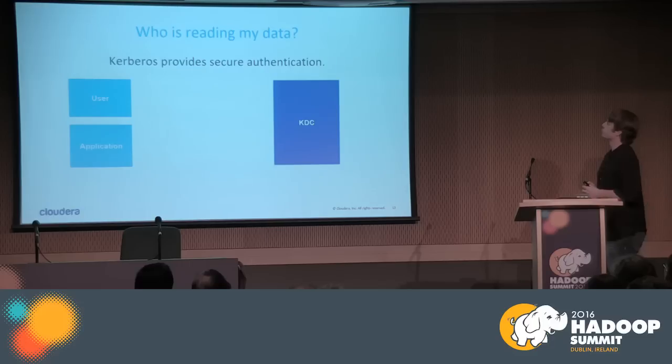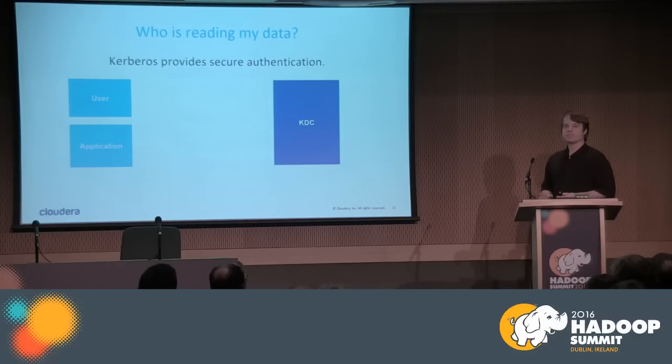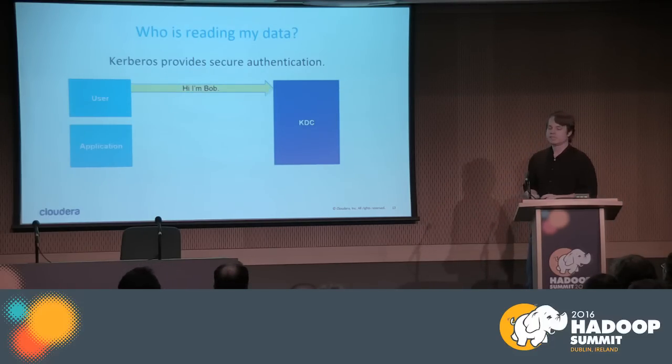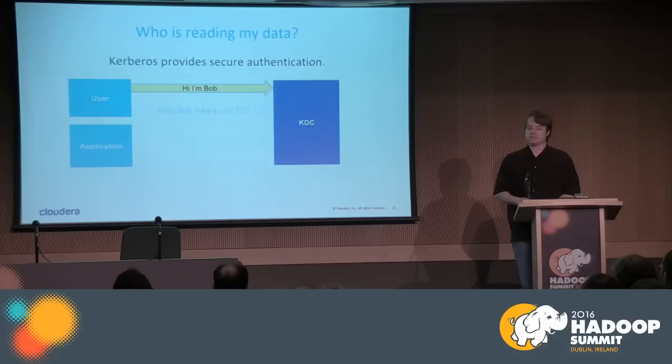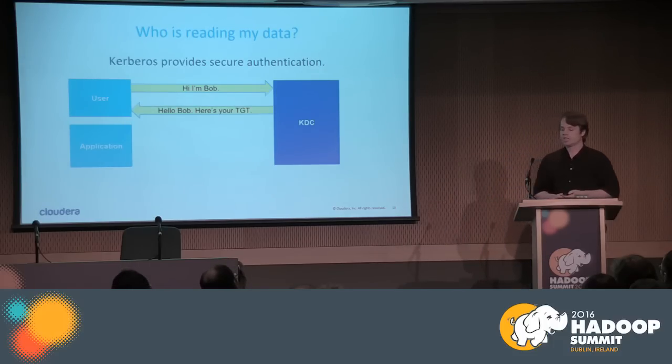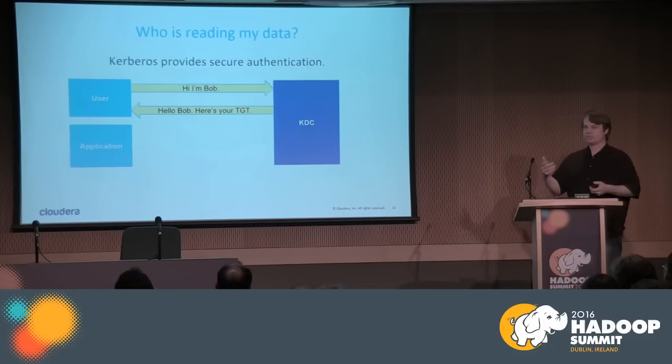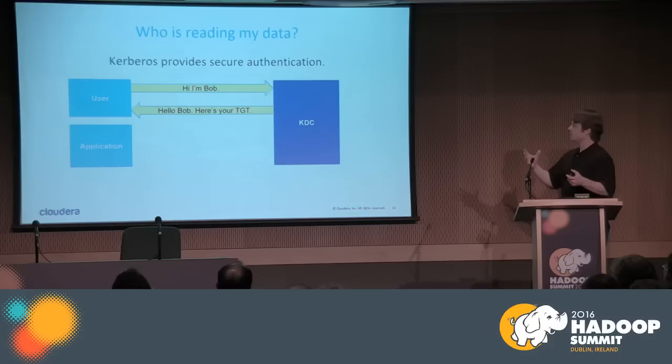So how does Kerberos work? This is a very big simplification of how it works. Basically, a user tells the KDC, the Kerberos domain controller, hey, I'm user Bob. And the KDC checks the user's password or whatever form of authentication is used and says, OK, Bob, here's your ticket granting ticket. This is the ticket that's going to allow you to access any Kerberos-enabled service in your data center.